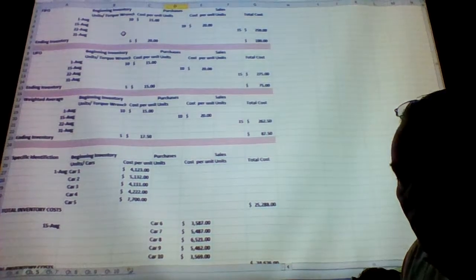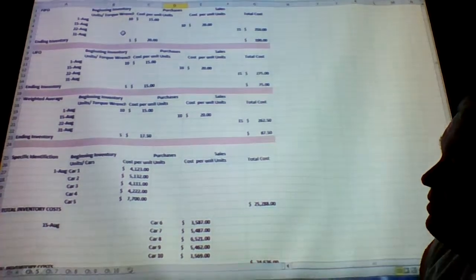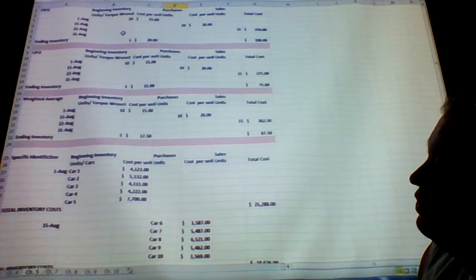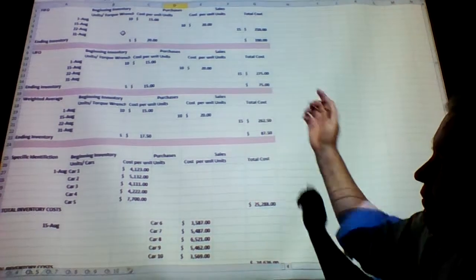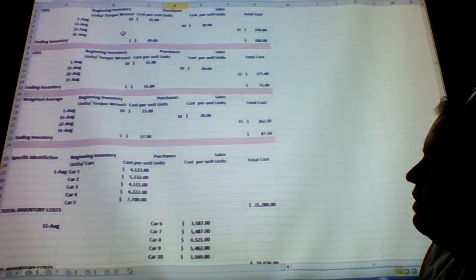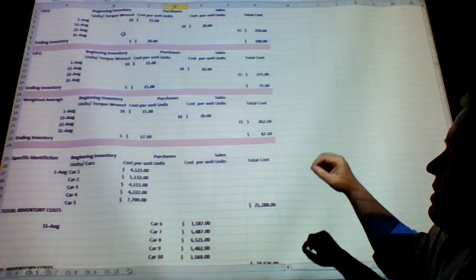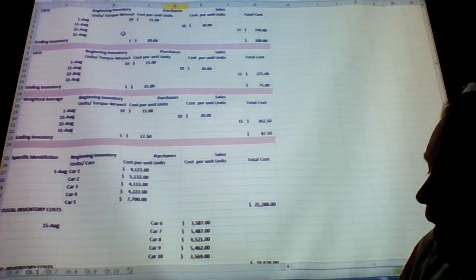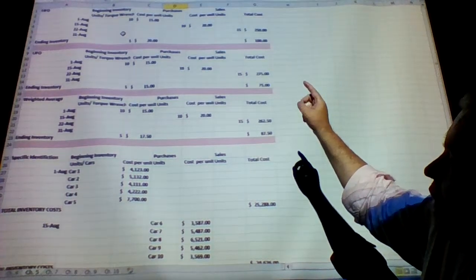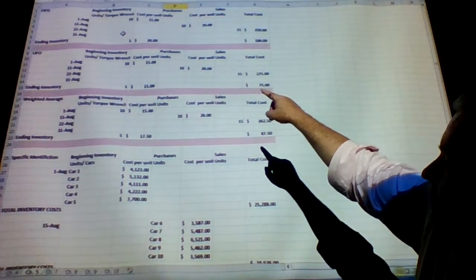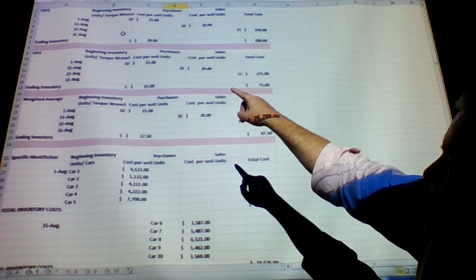The next one we're going to do, we're going to talk about LIFO. Same exact circumstances. August 1, beginning inventory, 10 torque wrenches, cost us $15. August 15th, we bought 10 more at $20. And on August 22nd, we sold 15. Now this time you'll notice the price is different because we're going last in, first out. So we're going to take the 10 of the $20 units and then 5 of the $15 units.